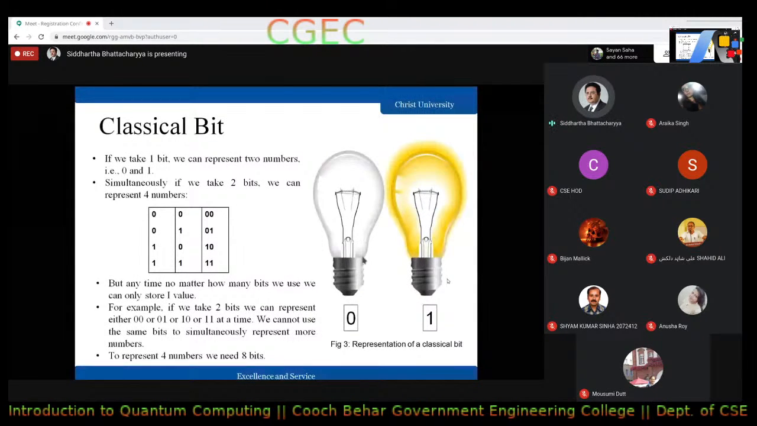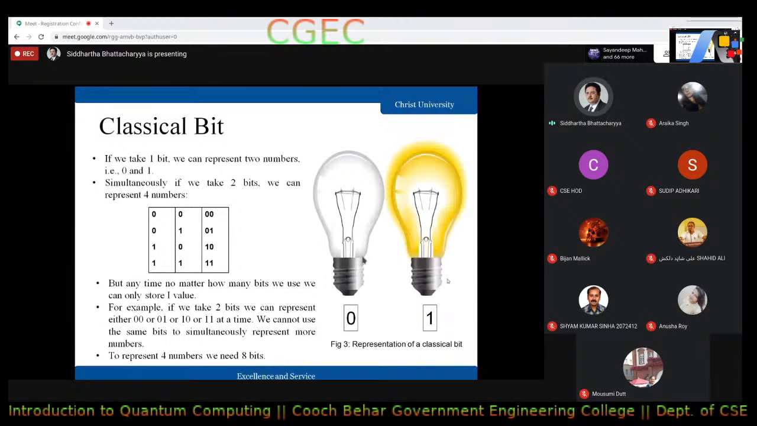Now come back to the ground. Come back to the classical bit. What is a classical bit? All of you know. If you take one bit, you can represent two numbers, 0 and 1. Similarly, if you take two bits, you can represent four numbers: 00, 01, 10, 11. But whatever number of bits you take, at any point of time you can store only one value. For example, with one bit you can represent two numbers, 0 or 1.